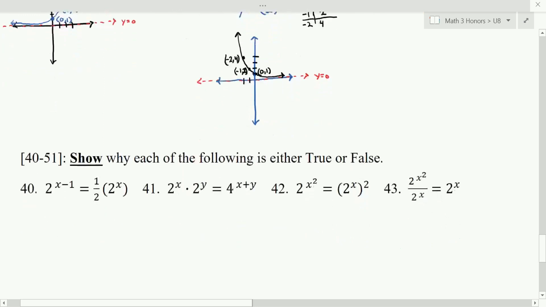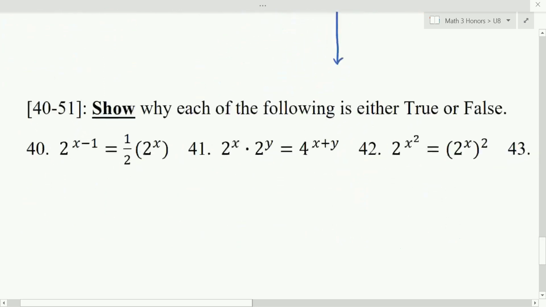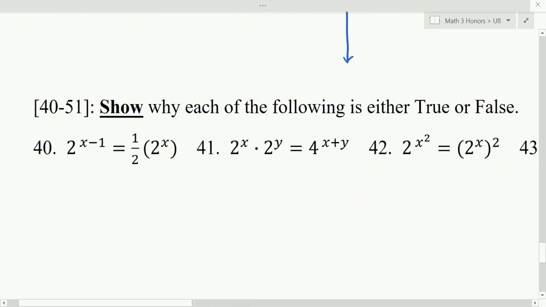So for example, number 40. What do you think, true or false? 2 to the x minus 1 is equal to 1/2 times 2 to the x. So here's what I do. I'd start with the left side. So 2 to the x minus 1 is equal to 2 to the -1 times 2 to the x.